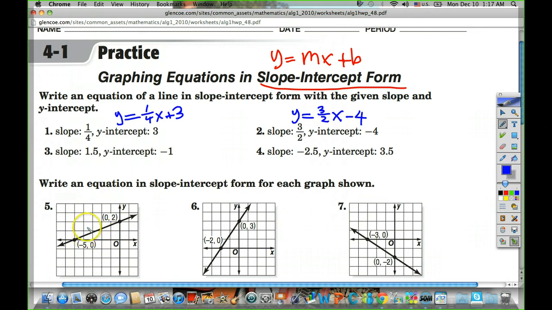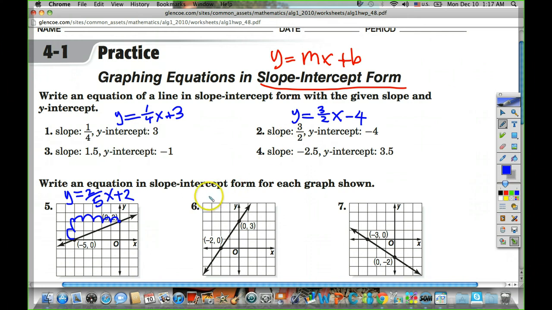Okay, so here we have a graph, and they're telling you to write in slope-intercept form, again, y equals mx plus b. So, y equals, slope is rise over run, so I'm going to count how many rows, 1, 2, over, how many did I run? 1, 2, 3, 4, 5, so 2/5 x, and my y-intercept here is at 2, so it's a positive 2, so I'm going to write plus 2.